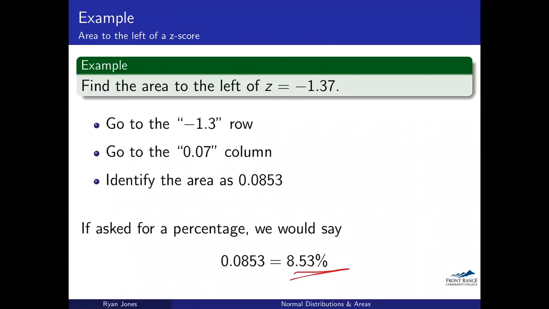And so that's the area to the left of that z-score. So if you were to say, hey, I took an exam and my z-score was negative 1.37, someone else could go to their z-table and they could say, oh, so you scored better than 8.53% of people who took that exam. And you'd say, yep, I beat 8.5% of the class. Great. So there we go. Got a good example there. We've done this a handful of times where we found area to the left of z-scores.